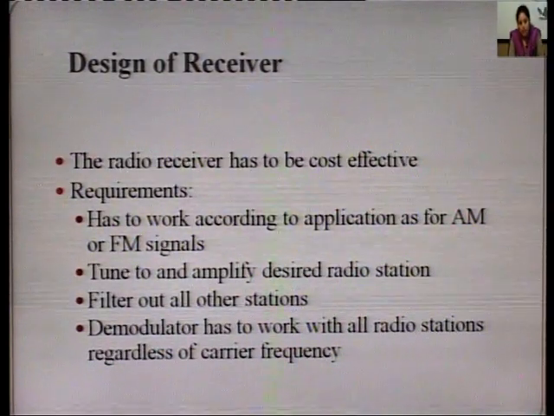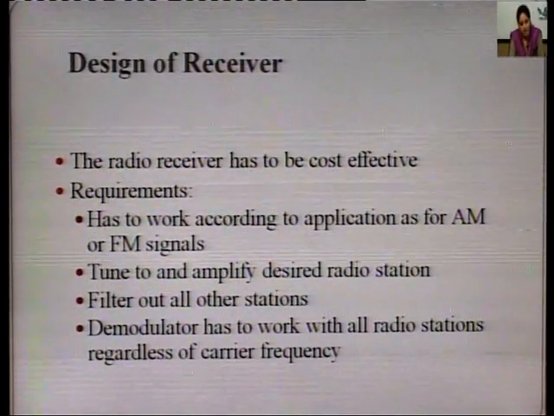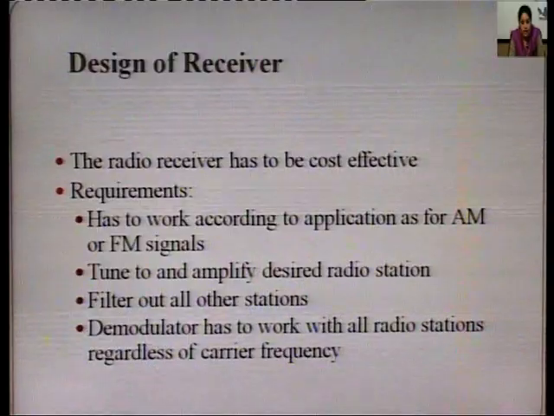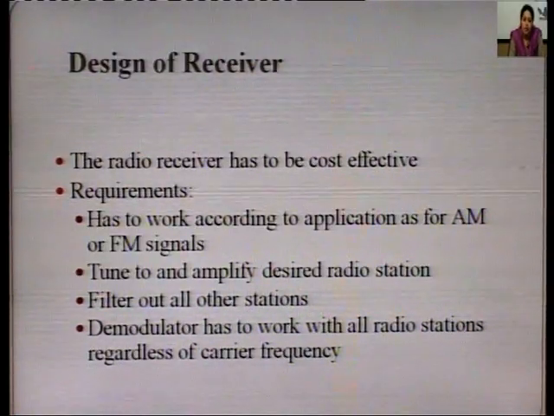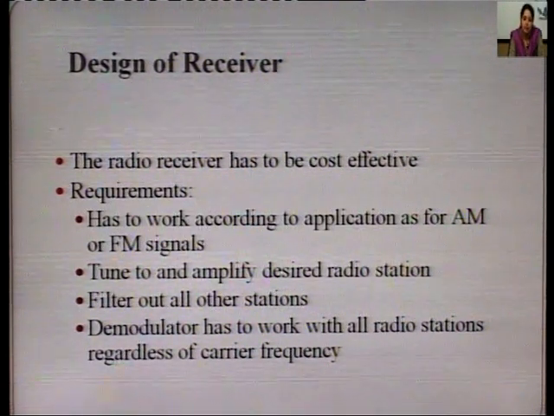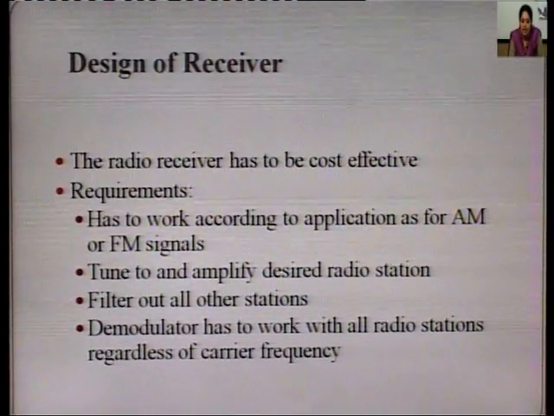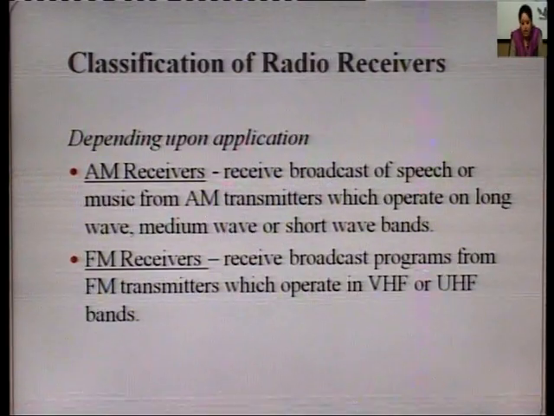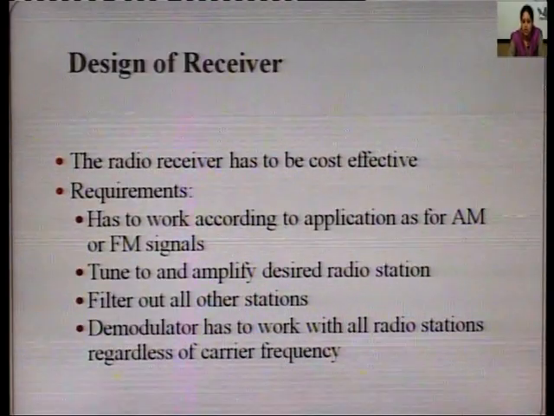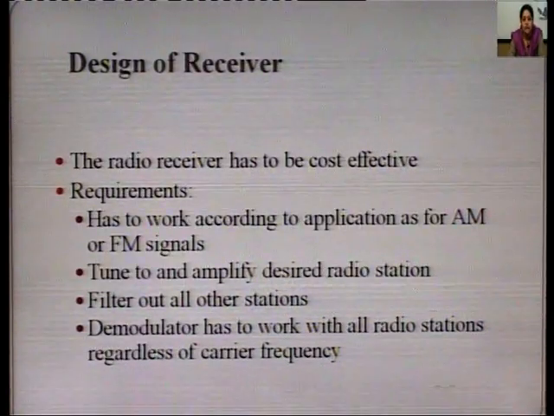It has to work according to the application. For whatever particular application you have designed a receiver, it has to work as a radar receiver, a broadcast receiver, a television receiver, or an AM or FM signal receiver. According to the requirement of the application, your receiver should work, and it should tune to and amplify the desired radio station that is needed and filter out all other stations, that is, it should reject all other unwanted stations. The demodulator has to work with all radio stations, regardless of their carrier frequencies. This is the basic design criteria of your receiver.